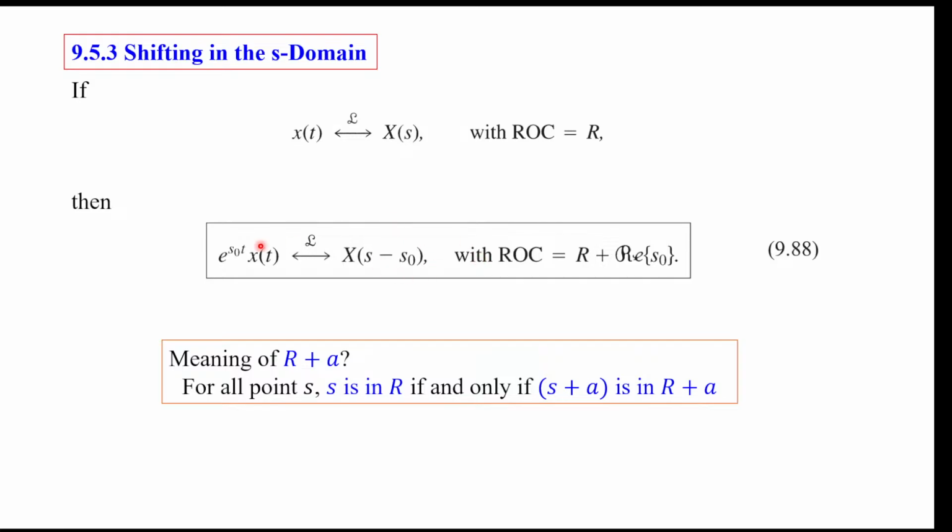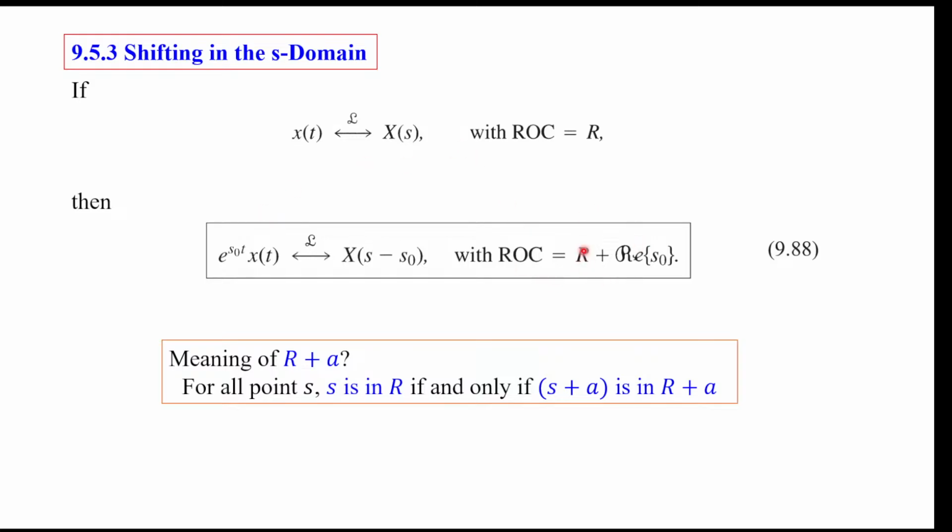then the boundary of your ROC should shift, because, for example, all the poles shift, and if you have a rational function, you are bounded by poles, so the ROC should shift. So the ROC was R, and now it becomes R plus the real part of S0, where S0 is this shift. And what does this mean?